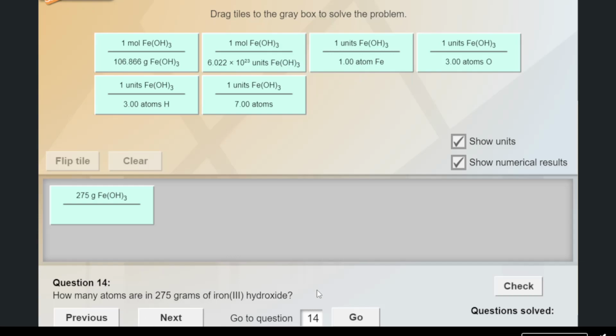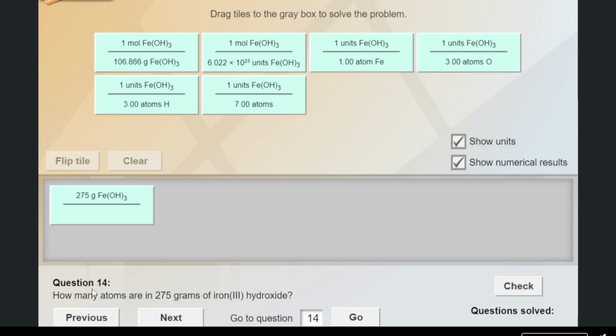And then there are other types that require more conversion factors. So for example, in this problem, we're converting 275 grams of iron 3 hydroxide to atoms. In the last one, we went from grams to atoms, but it wasn't a compound, it was an element. It was just one type of matter. Well, now we have a compound, so we need to get the total number of atoms. You go from grams to moles, you can go from moles to particles, and then we have to figure out how many atoms are in that particle.